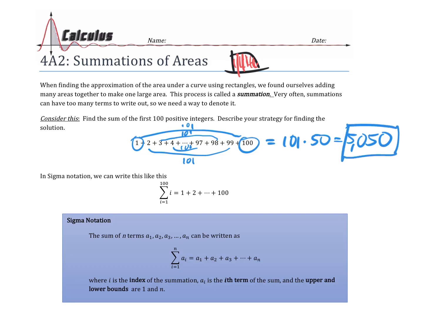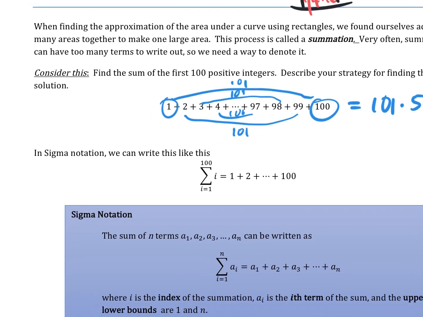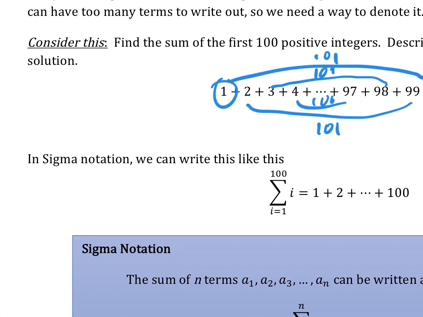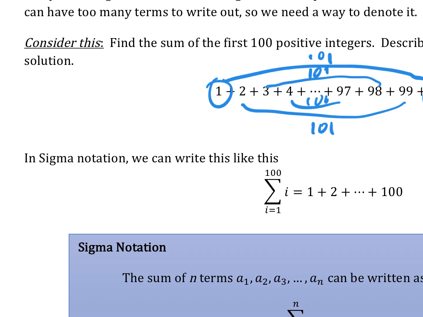Pretty quick. So there's quick ways to add and there's slow ways to add. If we add 1 plus 2 plus 3, well, that would take a while. But we can find some clever ways to do this quickly. So one tool we're going to use is something called sigma notation. Sigma notation looks like this. We're going to write this 1 to 100 sum like this.